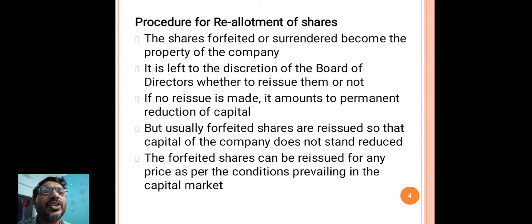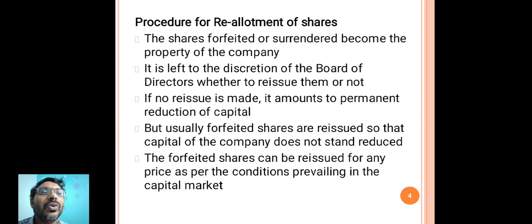If no reissue is made, if no reallotment is made, here we have to concentrate on the point of reissue. Reissue means reallocating whatever shares were forfeited; otherwise that capital is reduced in the total amount of the capital.